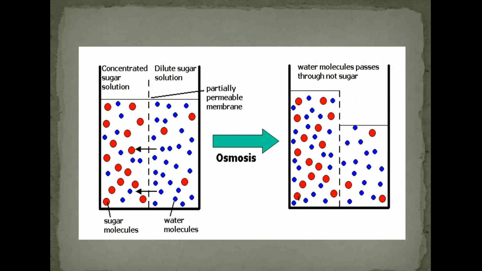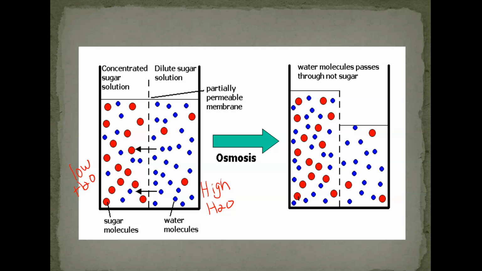If we take a look here, we have a high concentration of sugar on one side and only a little bit of sugar here. So with osmosis, we're going to be moving the water over to create equilibrium. Since there's more sugar molecules, there's less water on this side. So that means over here we have a high concentration of H2O, and here we have a low concentration of H2O.